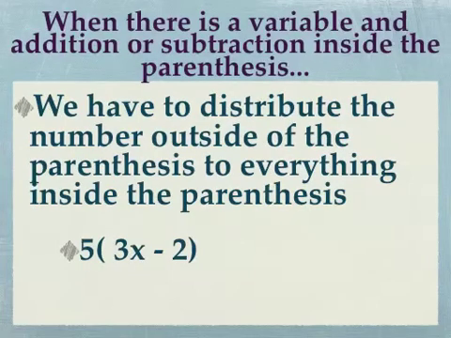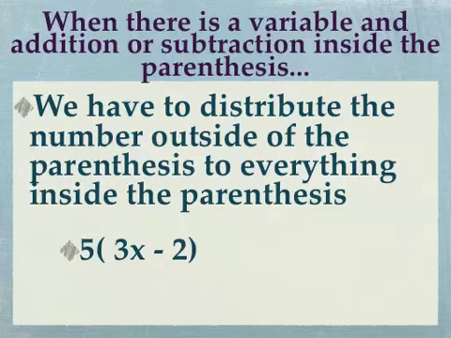property. When there is a variable in addition or subtraction inside of parentheses, we're going to have to distribute the number outside of the parentheses to everything inside the parentheses. Notice there's no addition or subtraction sign between the 5 and the parentheses, which tells us we need to go ahead and multiply these. What I'm going to do is take whatever is outside, which in this case is 5, and multiply it by each term inside of the parentheses. In this case, inside of the parentheses, I have a 3x and I have a minus 2. So I'm going to distribute it to both of those things.